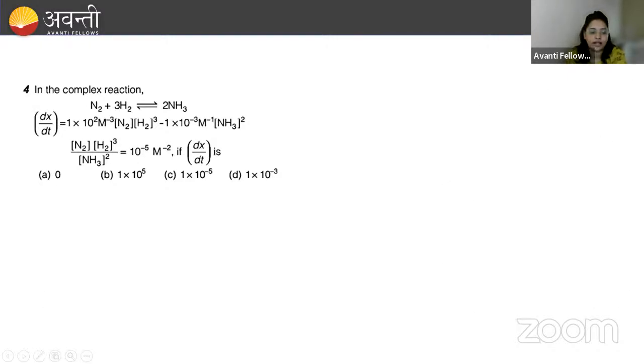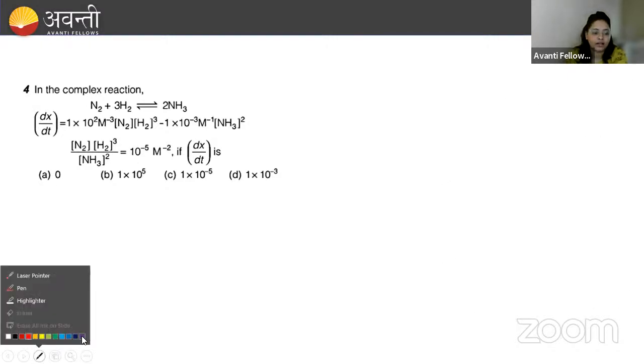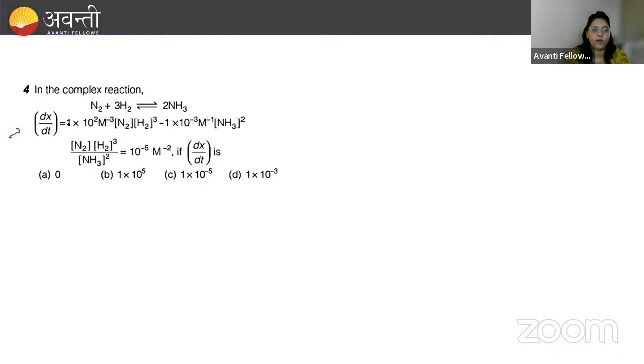So in this reaction, you can see dx by dt, the rate is given. What is the rate given here? dx by dt is equal to 1 into 10 raised to 2 molarity raised to minus 3... N2 H2 raised to 3, minus sign is there, 1 into 10 raised to minus 3 molarity raised to minus 1 NH3 squared. Okay, this is the rate equation given for the reaction. If this value is equal to 10 raised to minus 5, what will be the dx by dt?